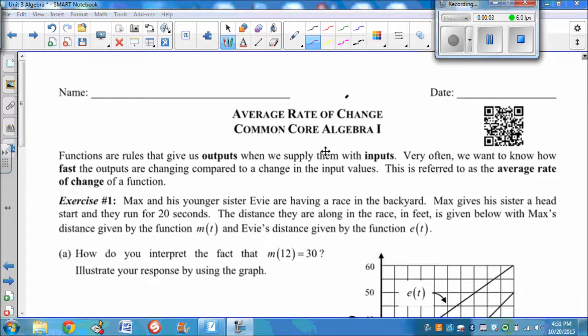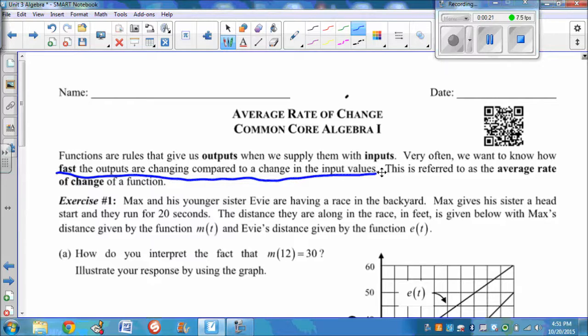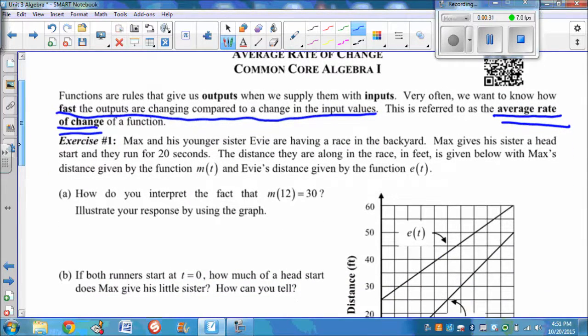Average rate of change. Functions are rules, okay? They give us outputs when we supply them with inputs. Very often we want to know how fast the outputs are changing compared to a change in the input values. So how fast, or how slow for that matter, the outputs are changing compared to the inputs. This is referred to as the average rate of change of a function. And you're going to see that this is going to sound real familiar, average rate of change.